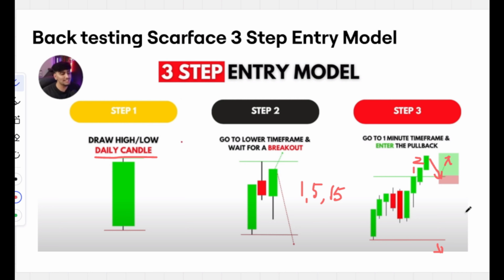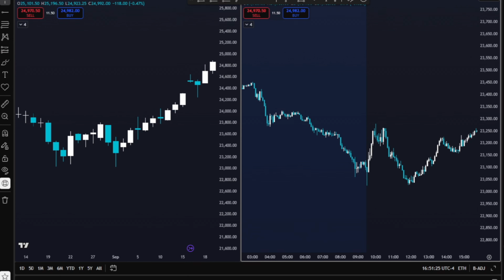In September, if you traded it, we were pretty much in a trending market all the way up. So the majority of the trades, I think all the trades, are looking for a breakout higher. All right, so now let's jump into the live chart.